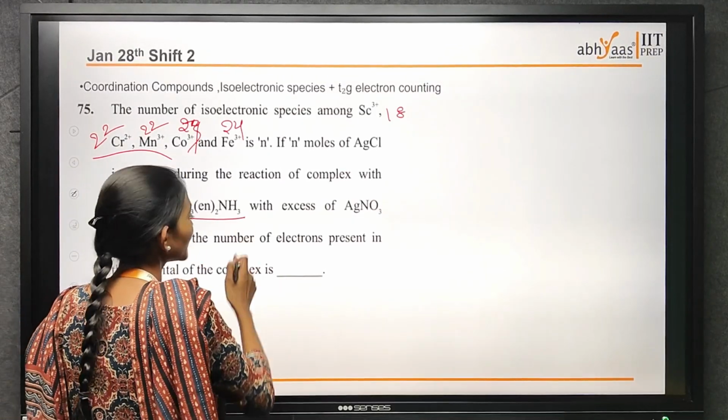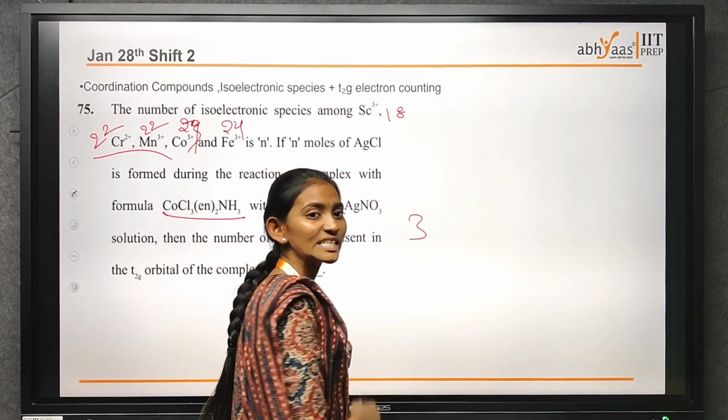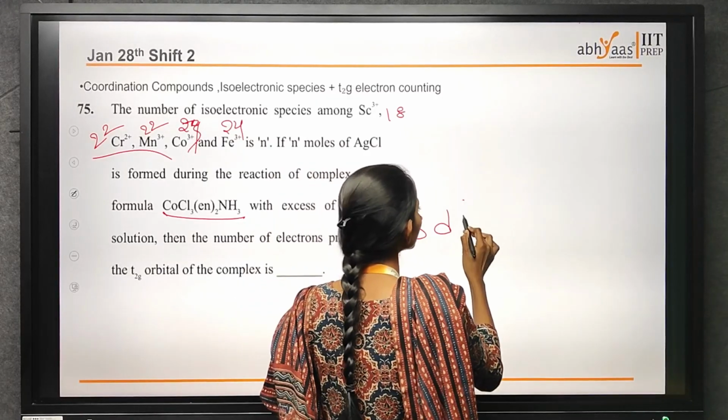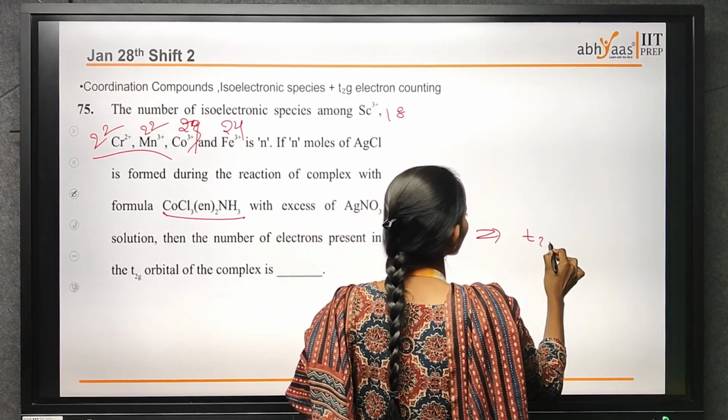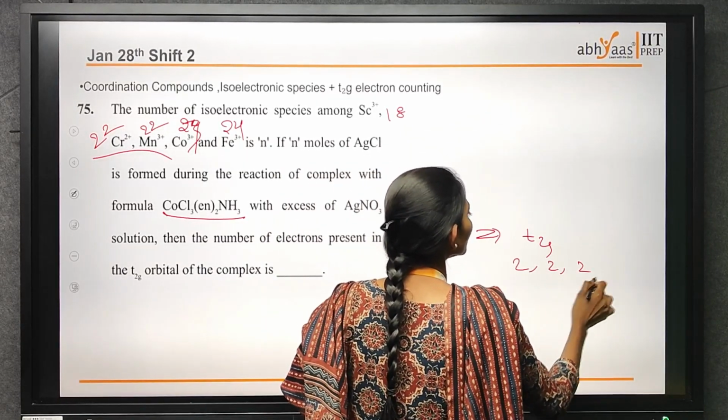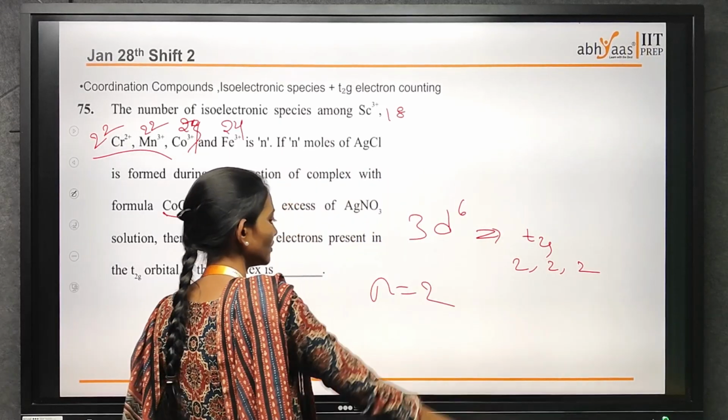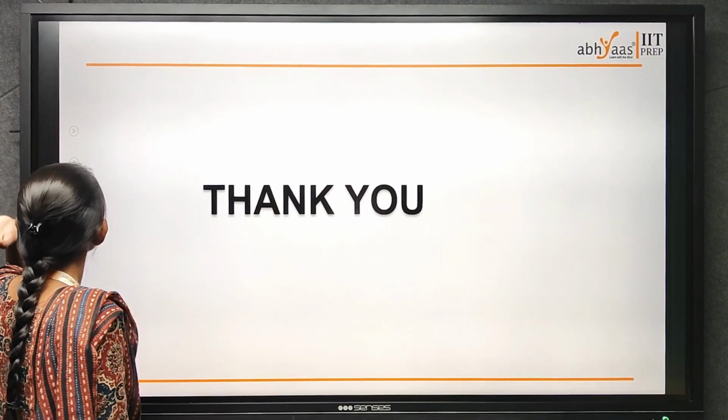That means for this complex we are having d6. If you see the orbital filling in t2g, it is 2, 2, 2. So your n value will be 2. Simple answer. So that's it.